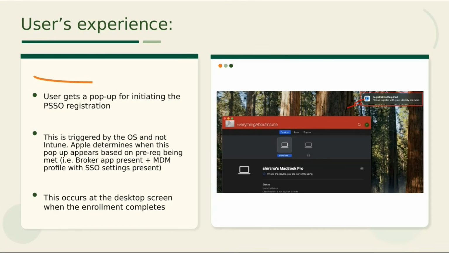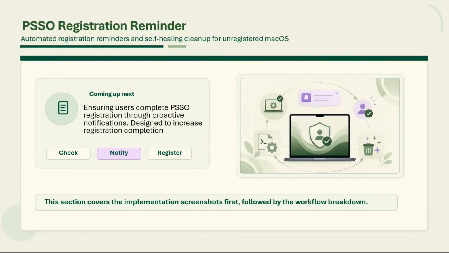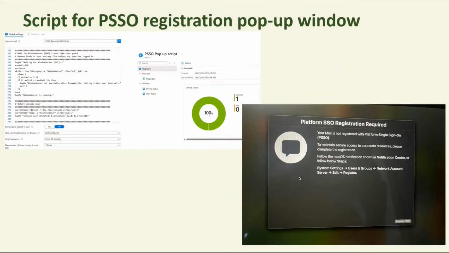Because all the admin can do until now is deploy the PSSO policy, but now we are dependent on the end user to undergo a manual action. So now we are going to see how we can cater to that. There is a PowerShell script that we can alternatively use, and we are going to see how that script is going to help. It's available in GitHub. Now the intention is ensuring that the end user completes the PSSO registration by proactive notification and setting up of a Swift Dialog box.